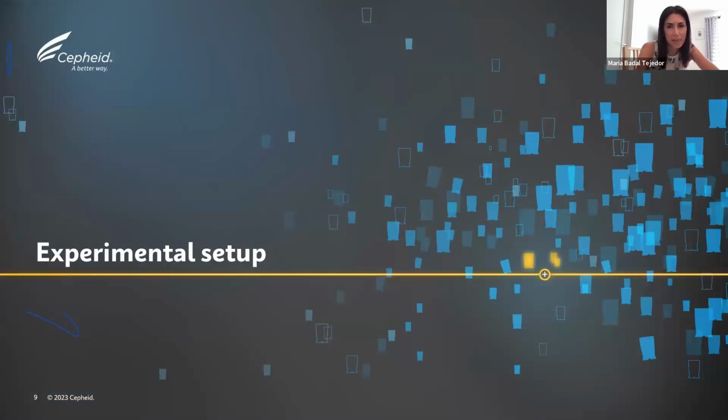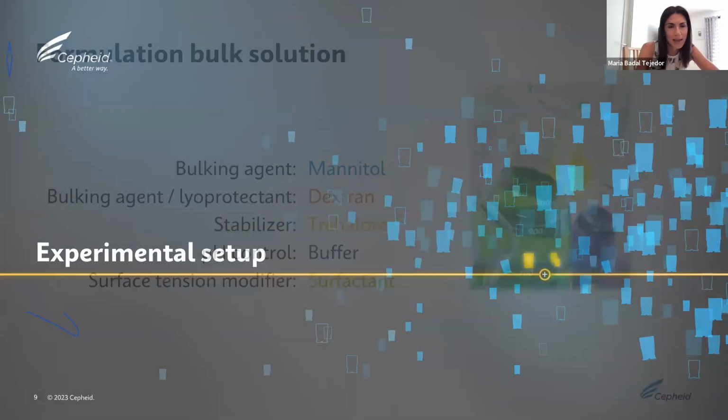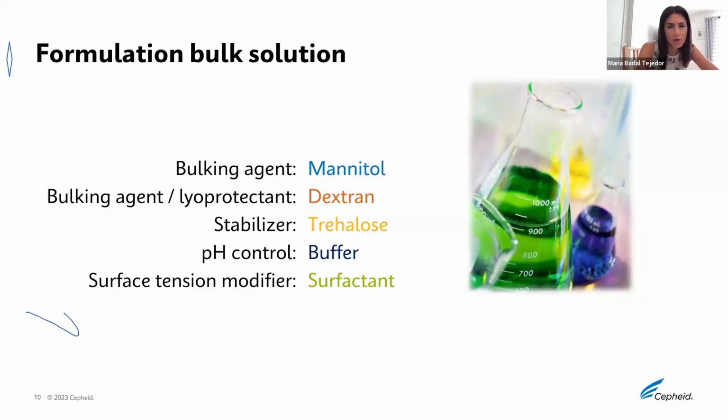And the experimental setup is as follows. The materials that we have used in our formulation are mannitol, which acts as a bulking agent and has crystalline properties. We have also dextran, which acts as a bulking agent but also offers lyoprotectant properties. We use trehalose, which is a commonly used stabilizer for biologics.